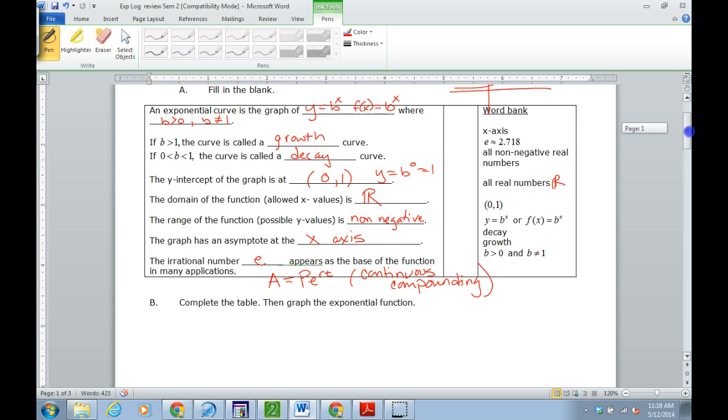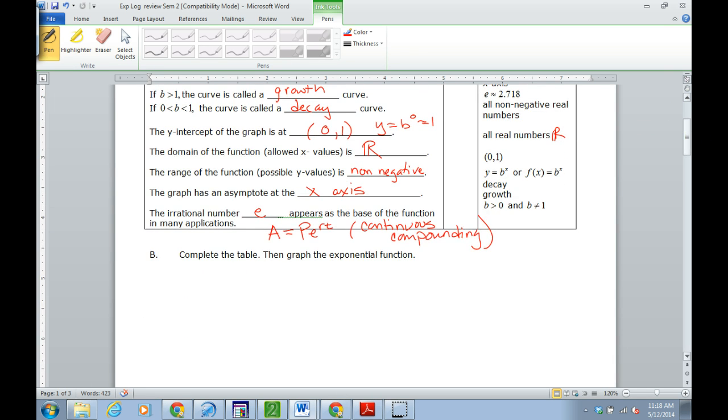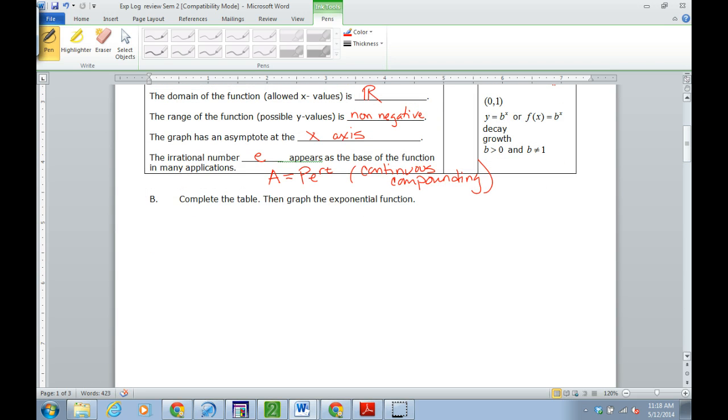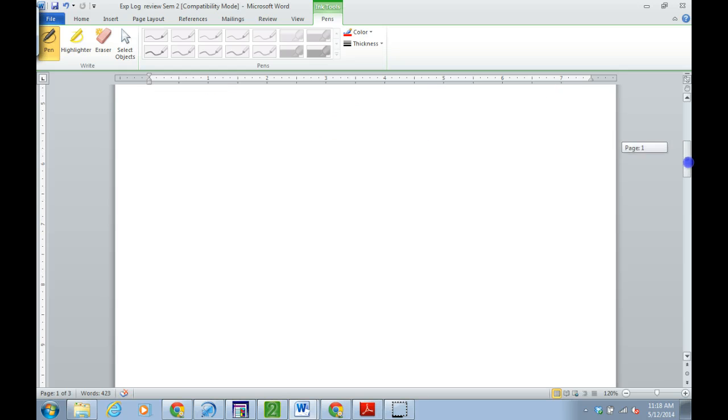Now, if you notice down below, it says complete the table, then graph the exponential function. There is no table, and there is no function. I think the table finished. It might be on the next page. No, I think the table. Oh. So there's no exponential function there. So I'm going to find out what that's about, and I'll let you guys know. But go on to the next page.